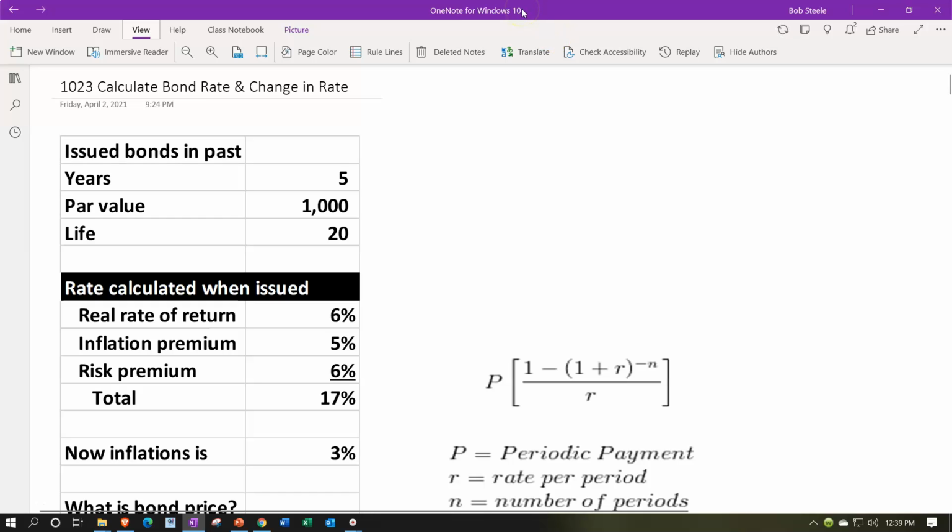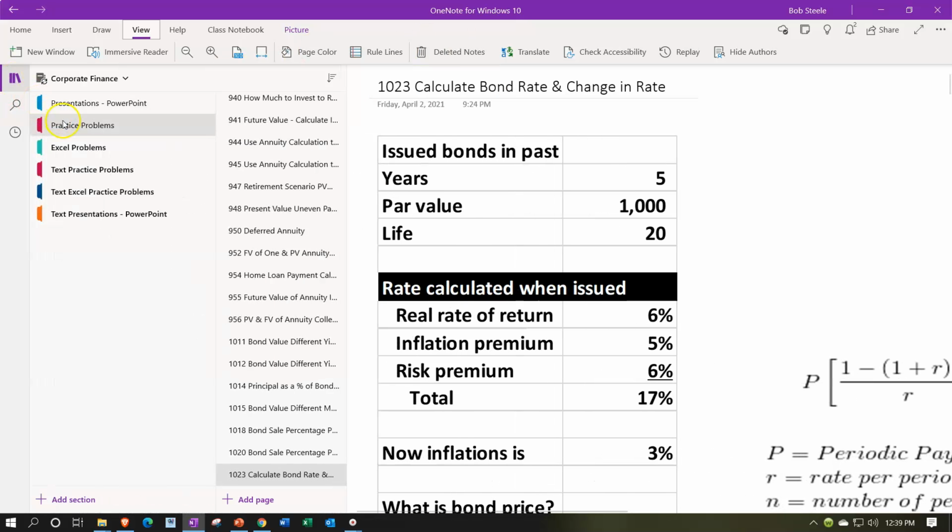Here we are in OneNote. If you have access to OneNote and would like to follow along, you're not required to, but if you would like to, we're going to be in the icon on the left-hand side, in the practice problems, down in the 1023, calculate bond rate and change in rate tab. Also note that when using OneNote, you might want to take a look at the immersive reader. Many of our presentations will also be in the text items down here, same number, same name. The text items being transcripts that can be translated into multiple different languages and both listened to and read in those languages, thereby being a good complement to the presentations up top.